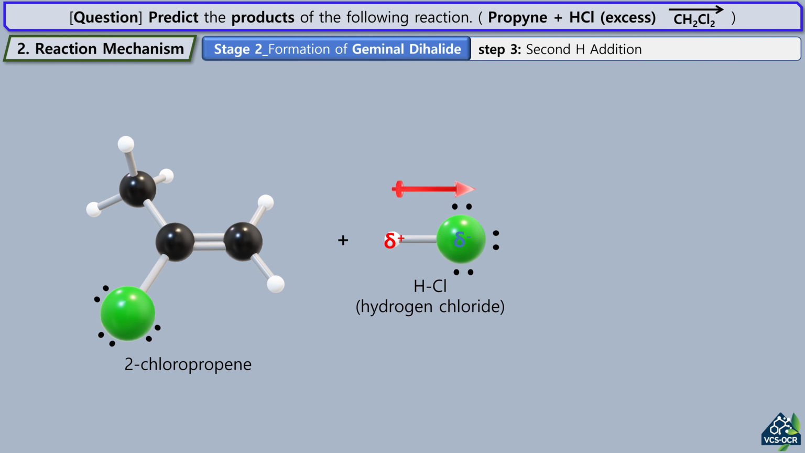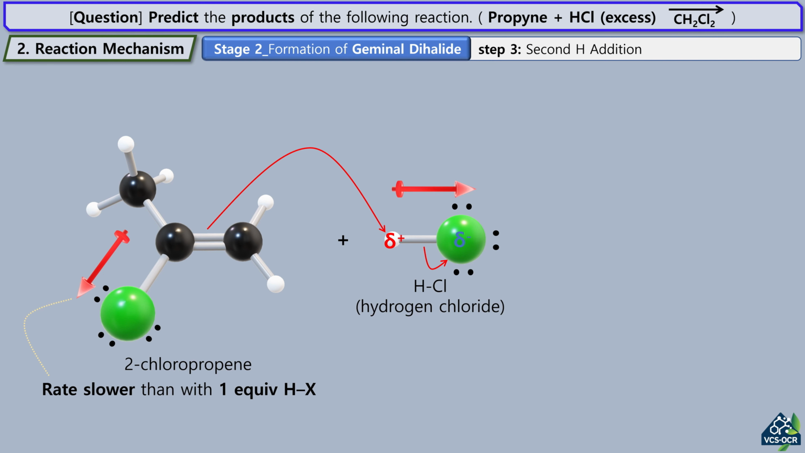Stage 2. Formation of geminal dihalide. Step 3. Second H addition. The pi electrons of the 2-chloropropene attack the polarized hydrogen of HCl. Due to the inductive withdrawal effect of the chlorine atom, the pi electrons are less available than in a simple alkene. This reduction in nucleophilicity means this protonation step influences the overall reaction rate.